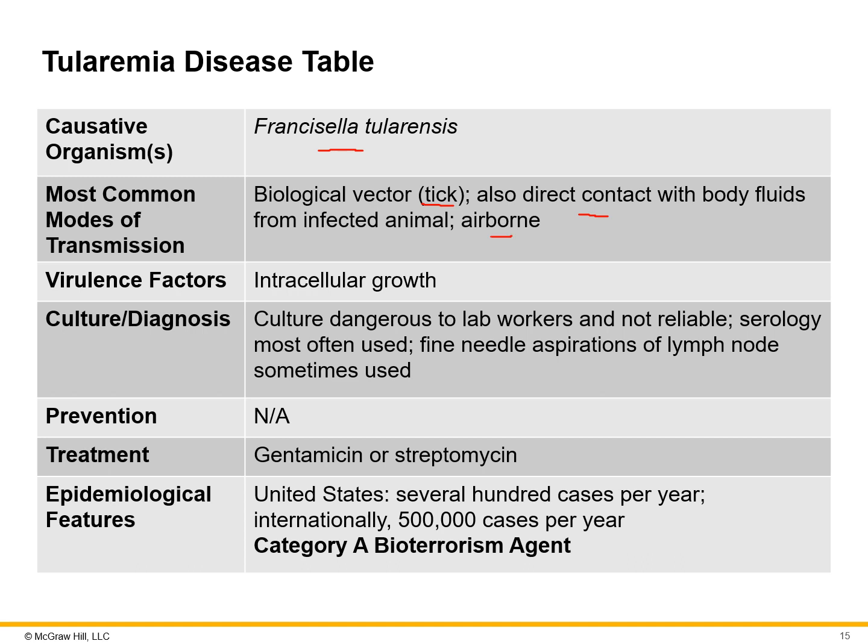Again, virulence is that intracellular growth, just meaning once it gets into the cell, kind of like a virus, it is able to survive and reproduce. It can be treated with a couple of antibiotics, gentamicin and streptomycin, and again is one of the bioterrorism agents.